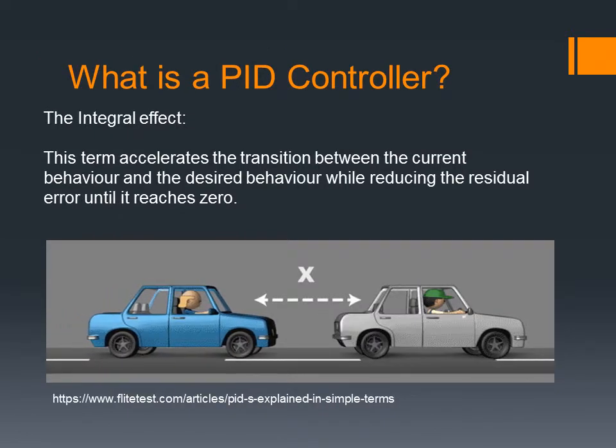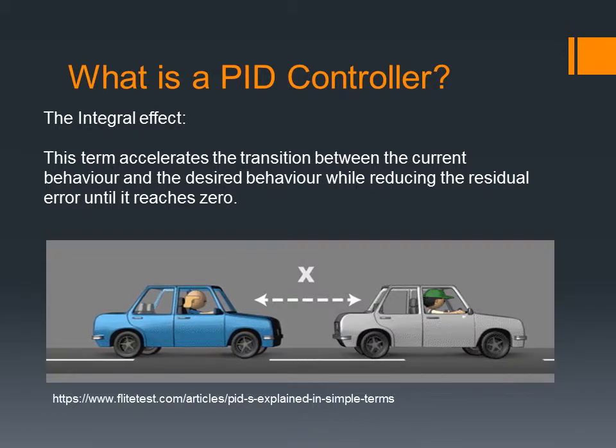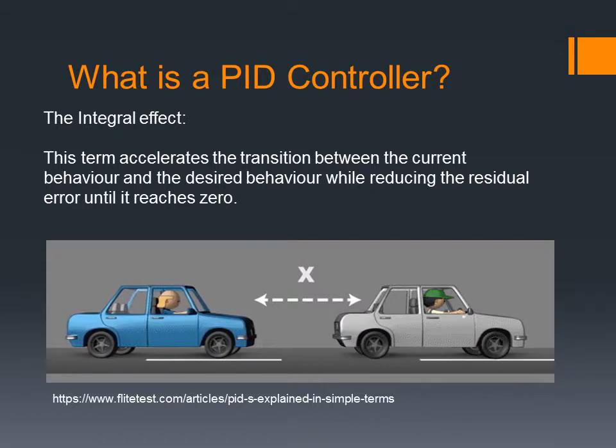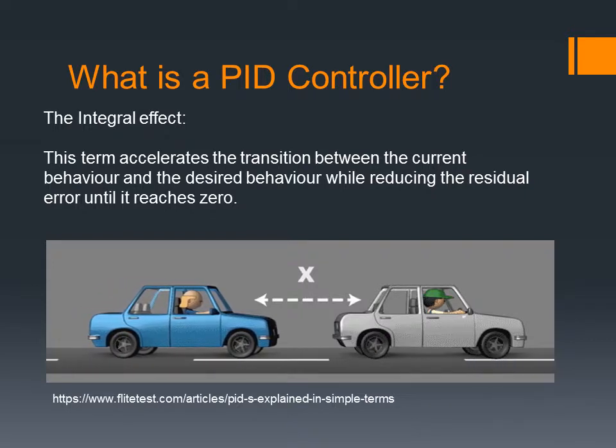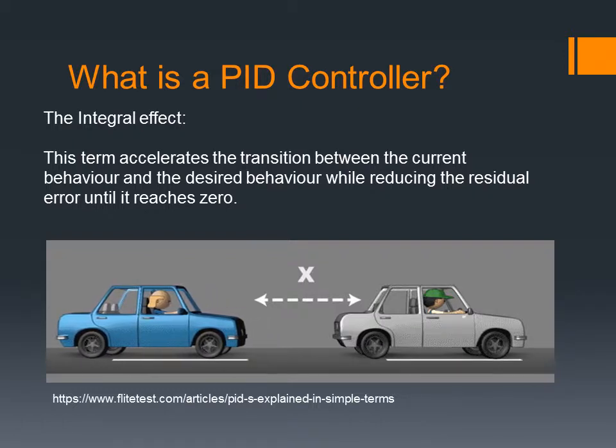Now the effect of the integral term. This term accelerates the transition between the current behavior and the desired behavior while reducing the residual error until it reaches zero. It does so by integrating the error over a period of time until this value reaches zero.